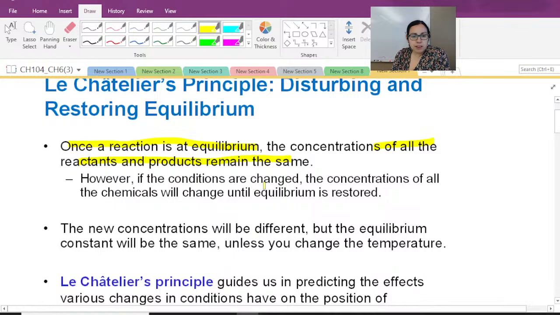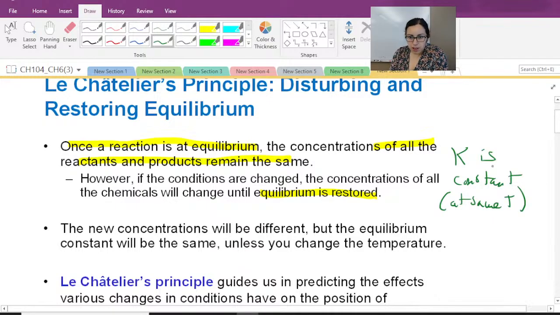Then, if the conditions are changed, the concentrations of all the chemicals will change until you reach your new equilibrium. But just keep in mind, K is constant. Whatever your equilibrium constant is at a certain temperature, that constant will not change. So I'll just put same T. In this class, we won't go too much into the math, so you won't have to do the math of that. We're just thinking K is always constant, so you have that framework.